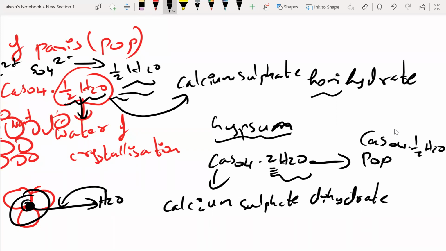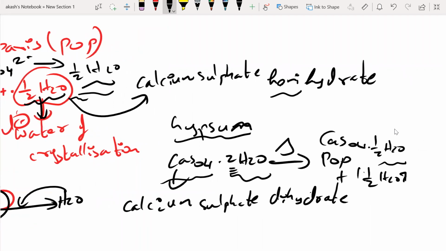Here you have 2 water molecules per CaSO4. Here you have only half H2O molecule per CaSO4. Obviously, you're going to heat it, right? So that 1.5 H2O gets evaporated. Does anybody know what temperature I have to use here? What temperature do I have to heat gypsum to?